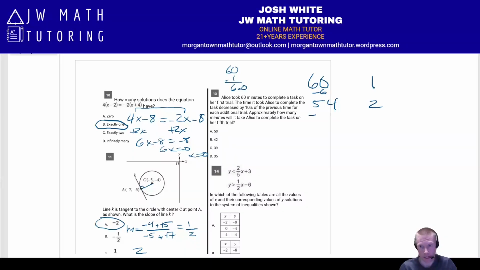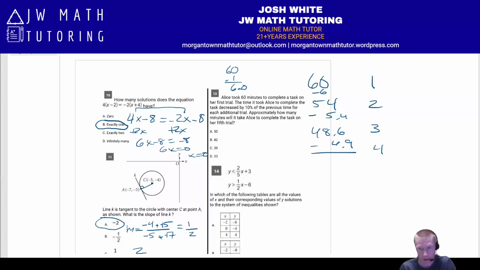And then we go through the process again. We subtract 5.4. You can do some kind of estimation here if you don't want to figure out the exact values, but I'll just tell you it's going to be 48.6 for trial 3. Now for trial 4, it's going to be minus technically 4.86, but I'm just going to round it to 4.9, so that it's a little easier to do the calculations in my head.